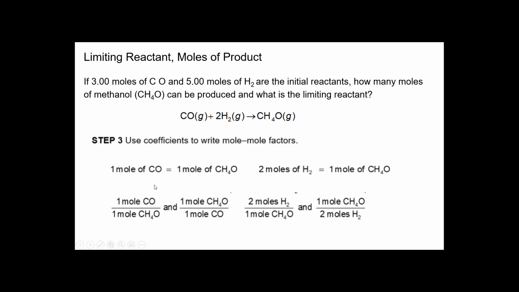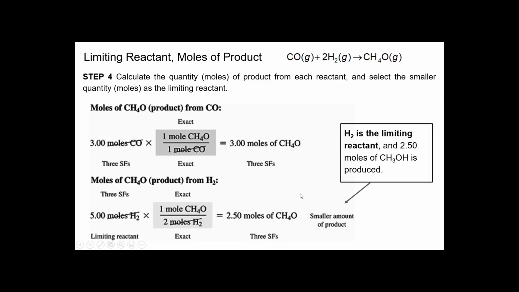So in this case, we use our conversion. We have 1 mole of CO equals 1 mole of methanol. And in this one, we have 2 moles of hydrogen equals 1 mole of methanol. And then we set up our conversion factors based on that information. Now, you would have to work on one first and then work on the second one, but the way they set this up is on one page.